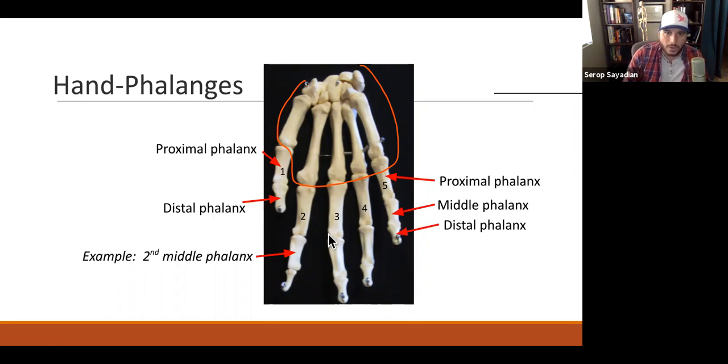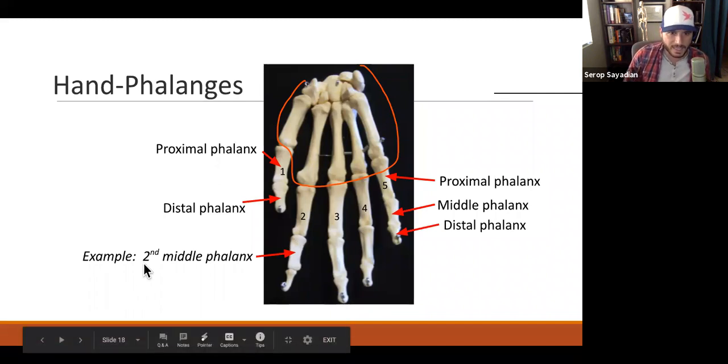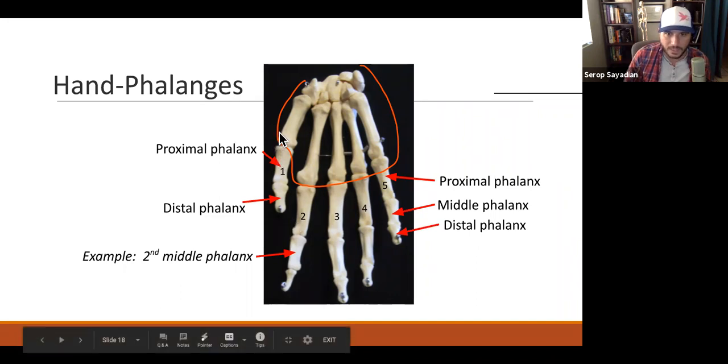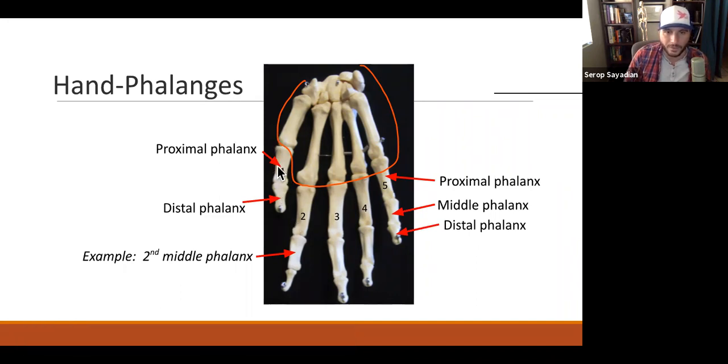Okay, so if I were to ask you a question about this bone right here, the answer would be second middle phalanx. Remember, just like the metacarpals, we're going to number it from the thumb. So this is the second finger. And because we're pointing at the middle row, we say middle phalanx. By the way, phalanx is singular. Phalanges is plural. If you're talking about just one, you would say phalanx.